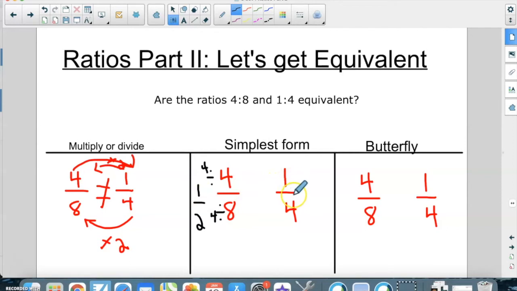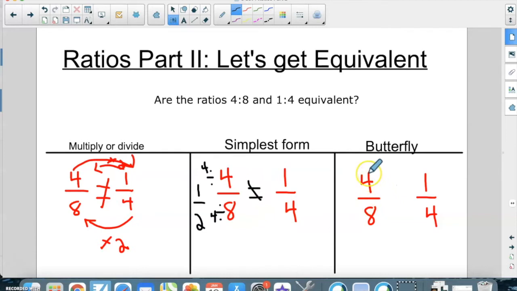Well, 1 over 4, that is in simplest form, right? 1 divided by 1 is 1, and 4 divided by 1 is 4. And so as you can see, these are not equivalent. That'd be a no. They're not equal.